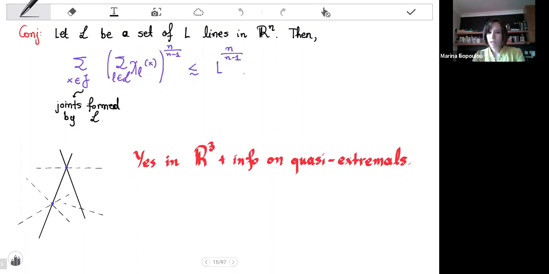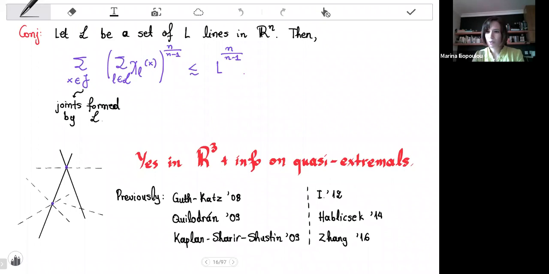Before I explain more, I'd like to give some little history about who has worked on this. On the left column, I have the people who counted joints without multiplicities. Here we do have a multiplicity for every joint that's higher the more lines pass through it. But the question to begin with is, can we just say that the number of joints is smaller than the right-hand side? This was first proved in R3 by Guth and Katz, and later by Kaplan, Sharir, and Shustin in higher dimensions. And all techniques were algebraic. So there is some algebraic structure behind this, some algebraic nature underlying this problem.